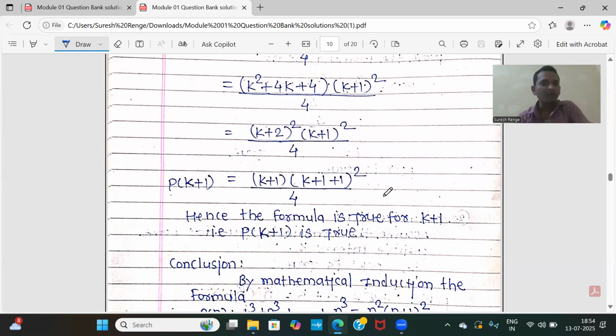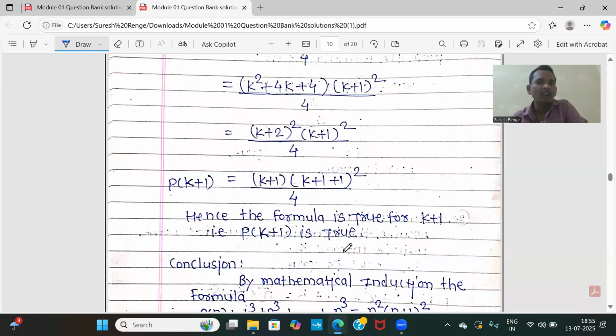By observing the original formula given in the question and comparing it with the last terms, what are we concluding? We are concluding that this formula is true for n equal to k plus 1. Hence, P of k plus 1 is true. By the above steps, we conclude that the given formula is true for all natural numbers. This is our conclusion.